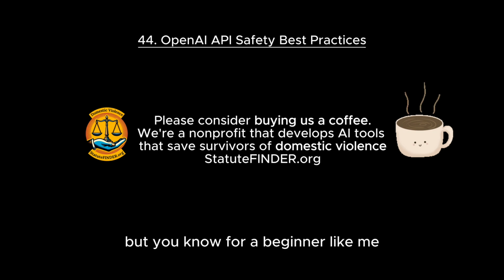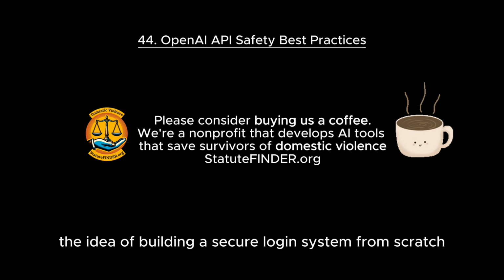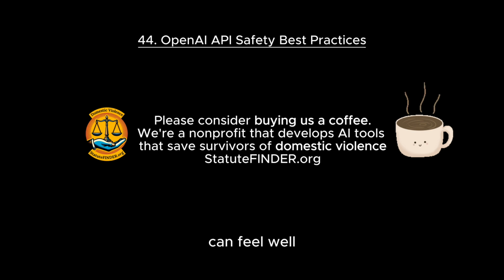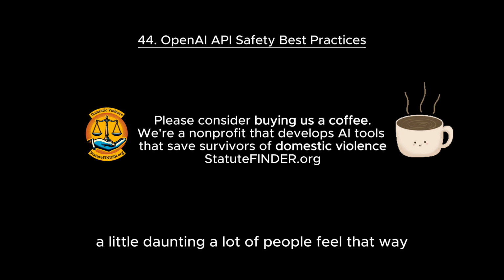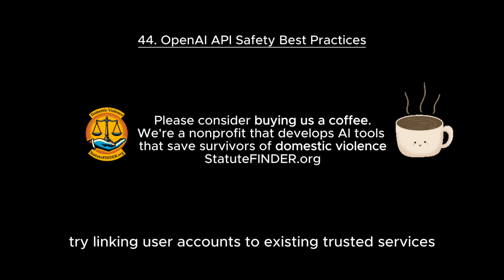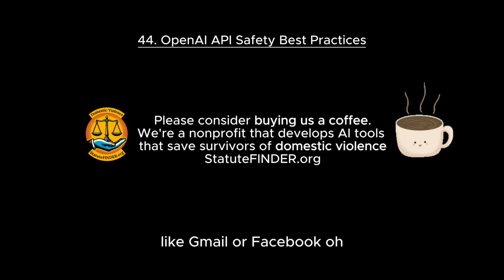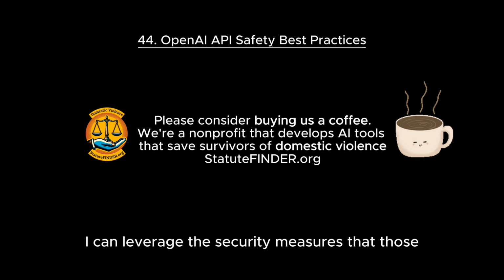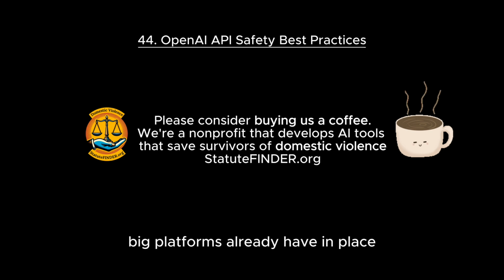But for a beginner like me, the idea of building a secure login system from scratch can feel a little daunting. A lot of people feel that way, and that's why OpenAI actually suggests a pretty clever shortcut. Instead of building it all yourself, try linking user accounts to existing trusted services like Gmail or Facebook. Oh, you mean like those login with Google buttons you see all over the place? So basically, I can leverage the security measures that those big platforms already have in place.